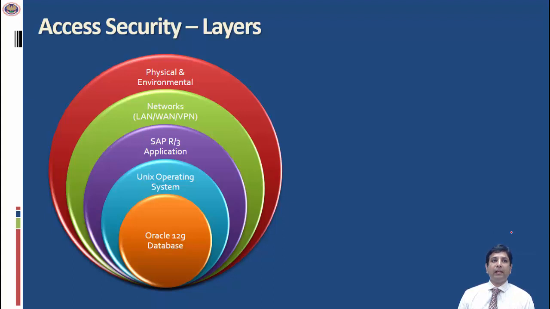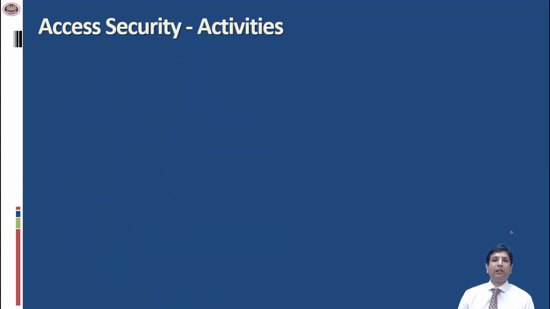Now, having understood the various layers within the security framework, we will move on to see what are the various activities which are relevant to access security. One of the most important activities within access security is the user management process. We will discuss more about the user management process later in the session. Basically, user management involves the creation, revocation, and modification of user access to systems. When we say systems, it includes the ERP, the application, and the infrastructure as well.